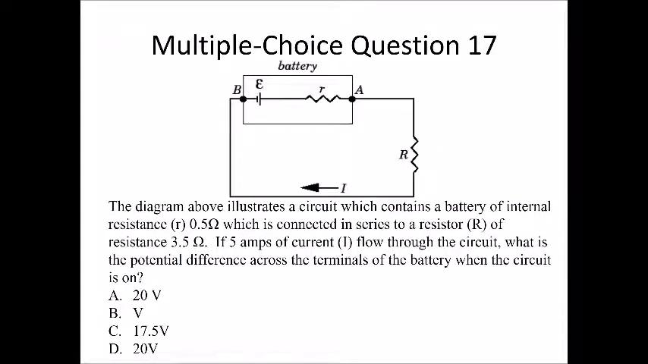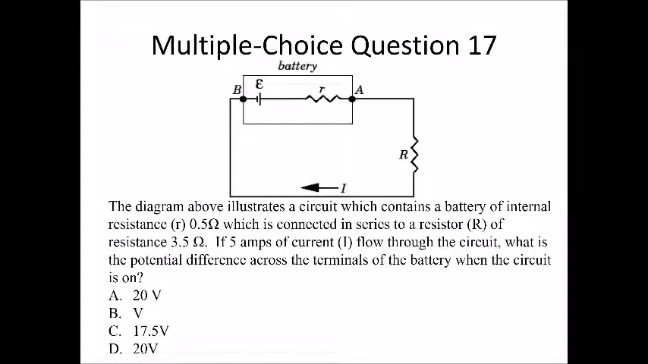So multiple choice 17 looks like the same question, but this time we want to know what is the potential difference across the terminals of the battery when the circuit is on. When we talked about EMF, we were measuring the potential difference when the circuit was not on, when the battery was disconnected from the circuit. When we actually turn the circuit on, the potential difference across that battery is going to be a little bit less than the theoretical maximum EMF.